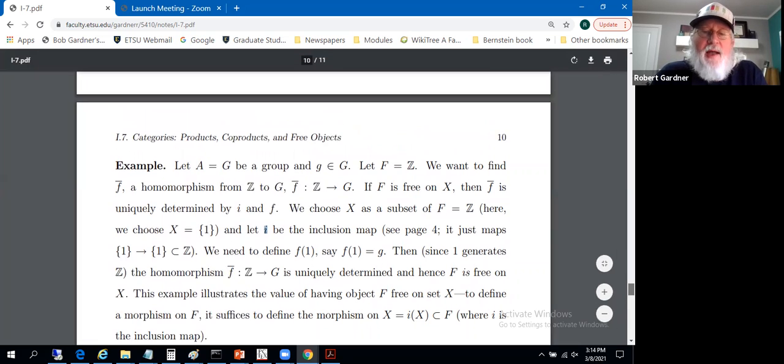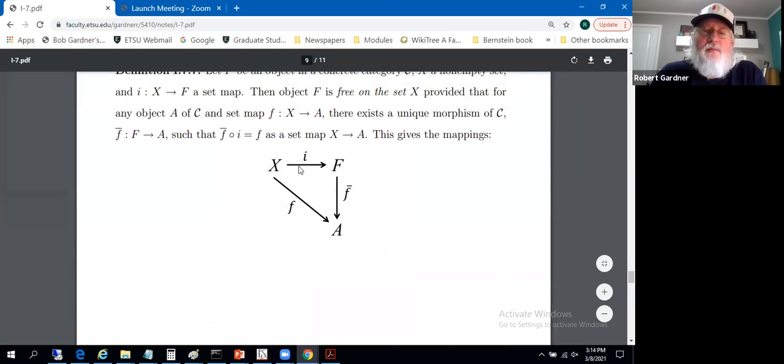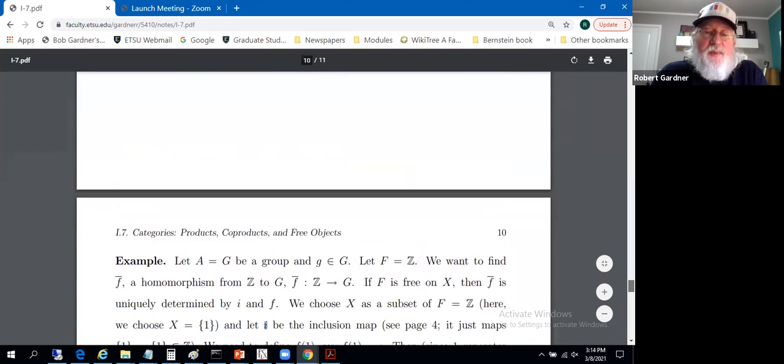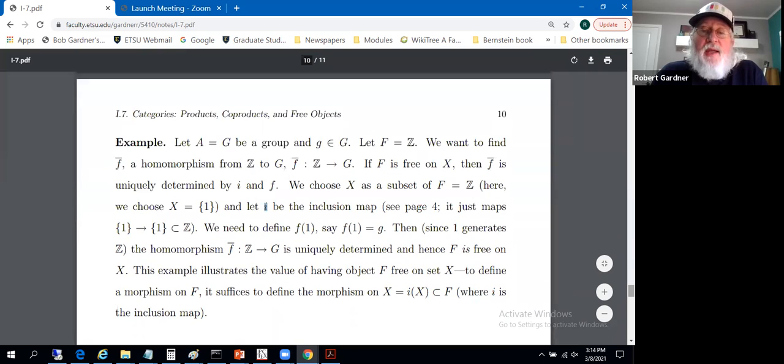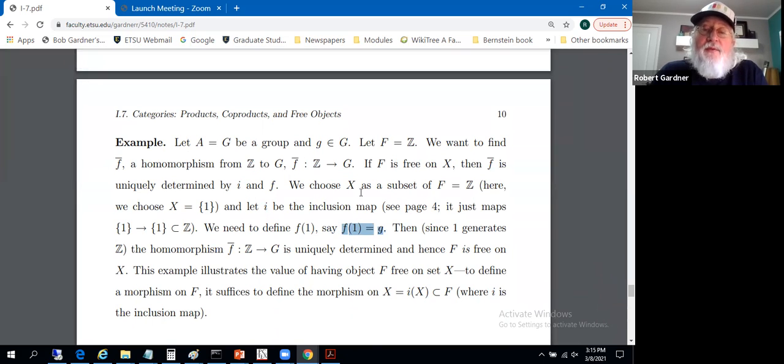Okay, so that gives us mapping I, simply embeds the element 1 into the integers Z. Mapping f takes that 1 and associates it with g, an element of the group capital G down here. Like I said, the symbols have changed. That's the correspondence between them. So that gives us mapping I, that gives us mapping f, rather arbitrarily. If f is free on X, then we get that this f bar is uniquely determined.